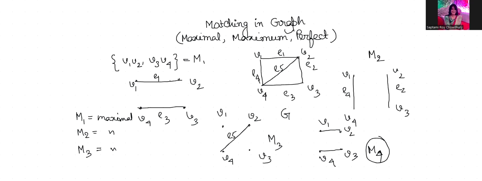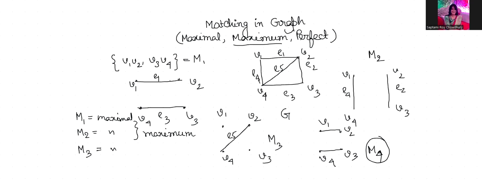Now, maximum matching. Out of these maximal matchings, here we consider two edges. Here we consider two edges. Here how many edges are contained? One edge. That means in a maximal matching, if the number of edges is maximum, then it is called the maximum matching. So these two are the maximum matchings, as the number of edges is highest. That's why this is called the maximum matching.